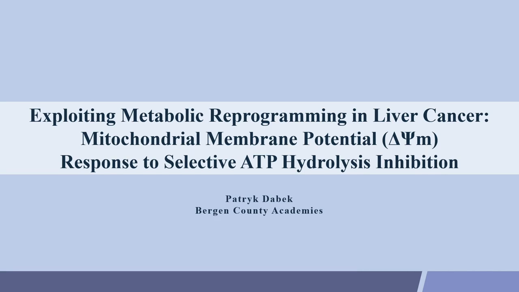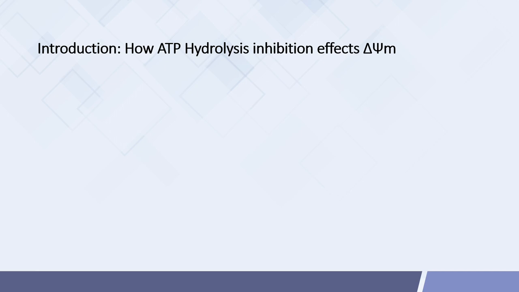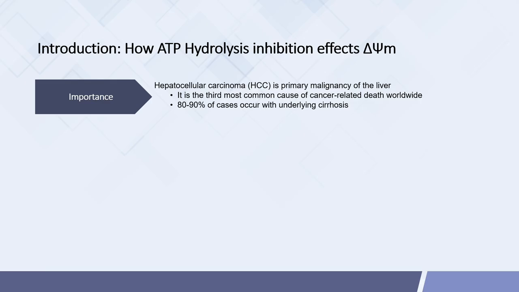I'm a junior at the Bergen County Academies, and today I'm going to be presenting about my research project, Exploiting Metabolic Reprogramming in Liver Cancer: Mitochondrial Membrane Potential Response to Selective ATP Hydrolysis Inhibition. So just to give a little bit of background information, my study deals with hepatocellular carcinoma, which is the most common type of liver cancer, and is the third most common cause of cancer-related death worldwide.